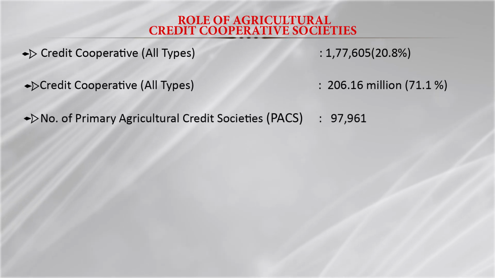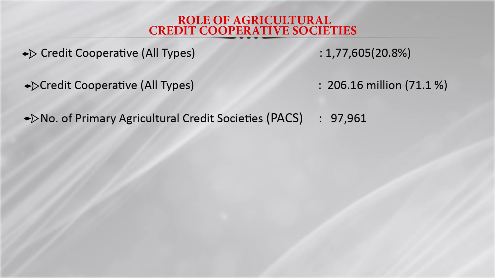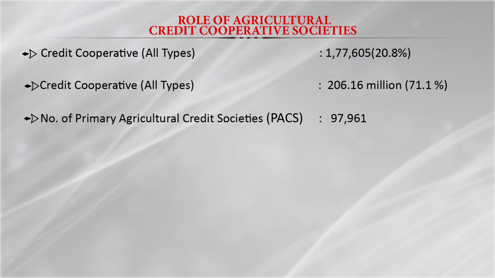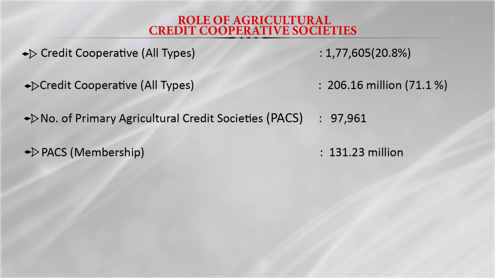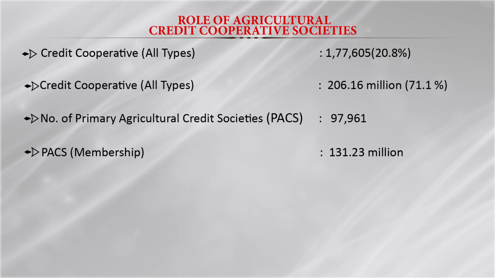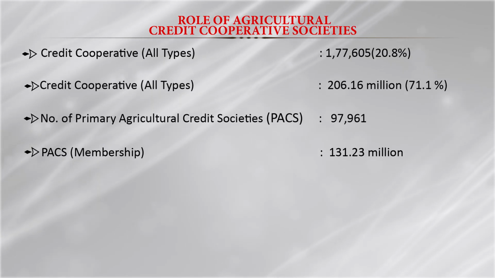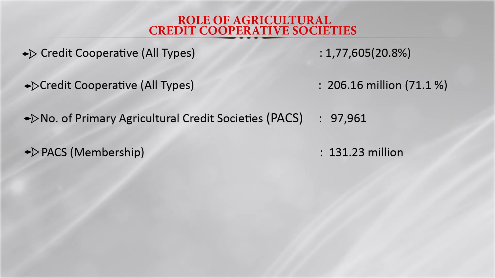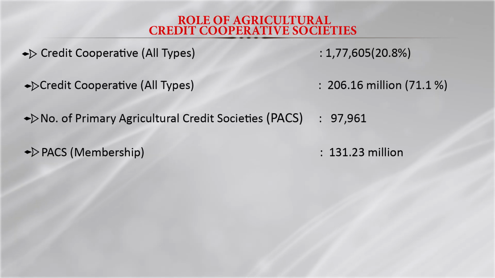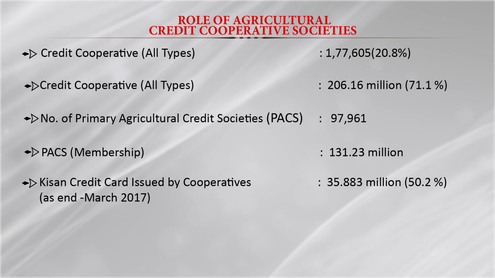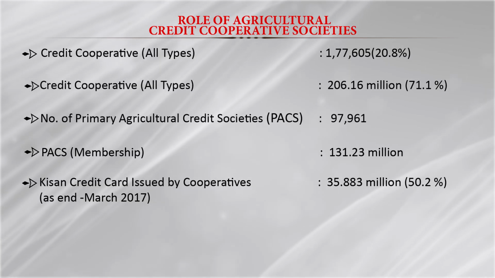And at the grassroots level, the cooperative society which is called the primary agriculture credit society, we have 97,961, and the membership of these primary agriculture credit societies is 131.23 million. And actually we see the contribution of the credit cooperative societies in disbursement of loans, and the Kisan credit card scheme is the most famous scheme for providing short term loans to the farmers.